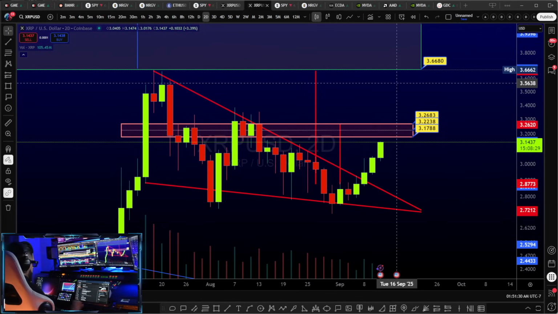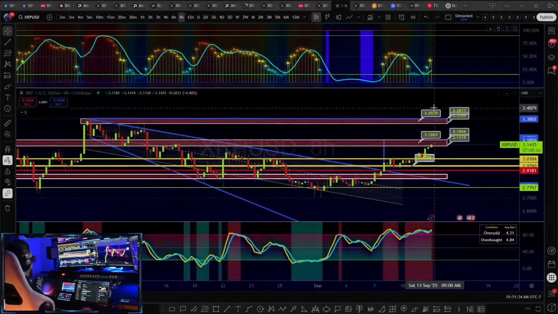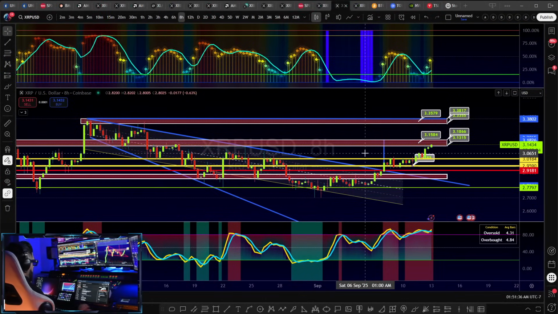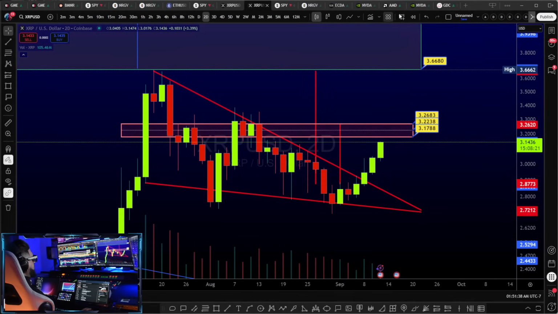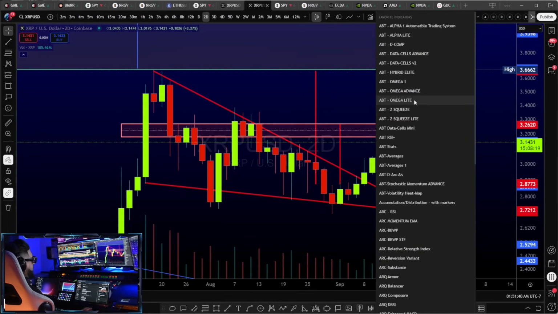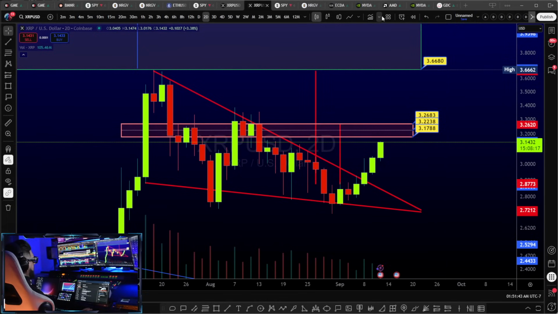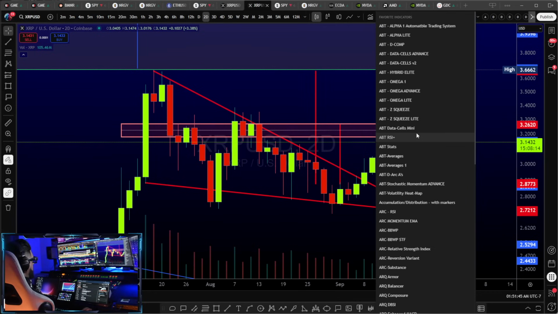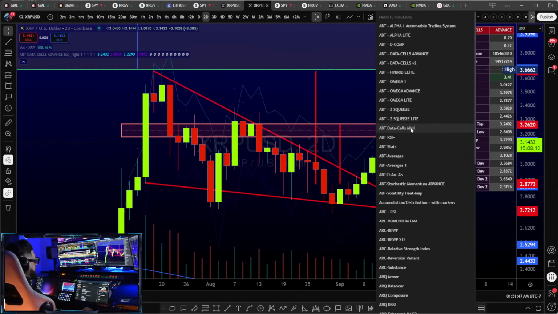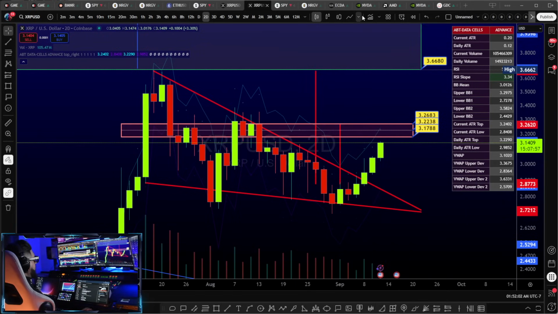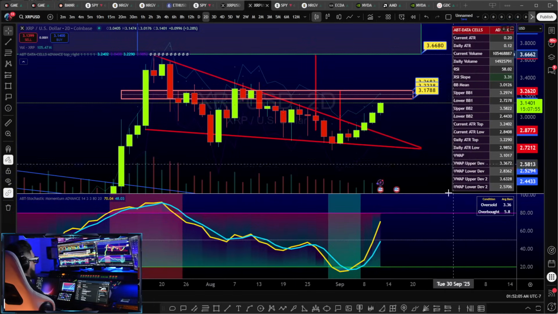Okay, let's switch over to our main screen right over here, guys. Actually, let's load it here, right? Because we don't have too much information in this area, other than adding our algorithms. So we'll add the data cells advanced. These things, by the way, guys, are all available in the description below for you to use as well. Okay, guys, let's see. We still need the volatility heat map and stochastic momentum advanced, right? So there you go. And the volatility heat map will do it too.